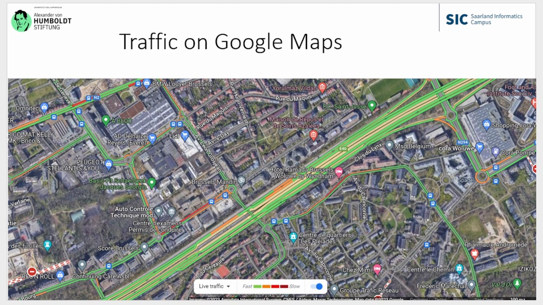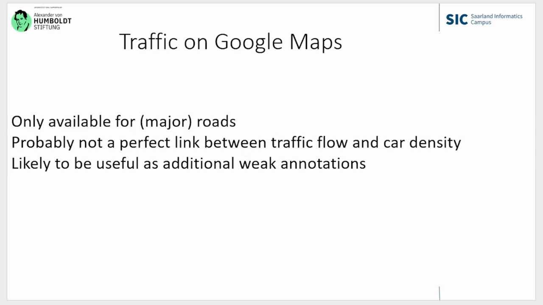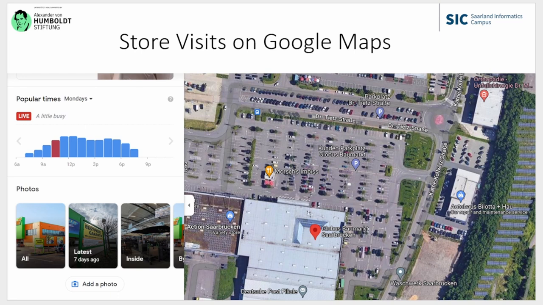Another data source is also from Google Maps, where you have this live in-store traffic. Where you can see, okay, at this time when the picture was taken on Planet, this store was so-and-so busy. So this would be of use for parking lots. So it would be another weak annotation.